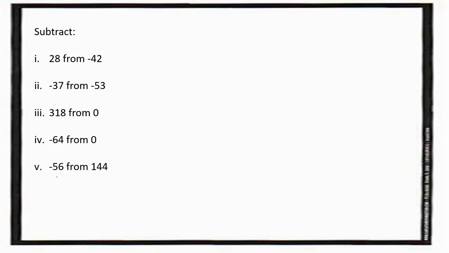Now the last question. 144 में से आपको क्या करना है? Subtract minus 56 from 144. So simply, instead of from, put minus; this digit will come first and then 56. So this minus minus will be plus. This is 144 plus 56. That will give you nothing but 200.